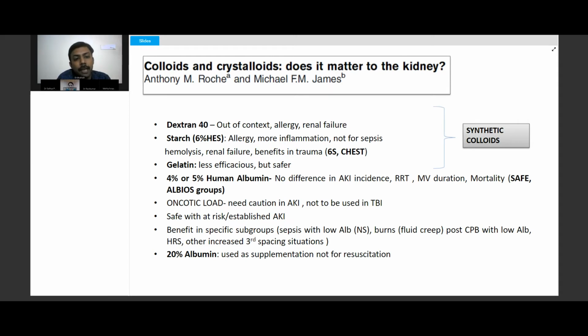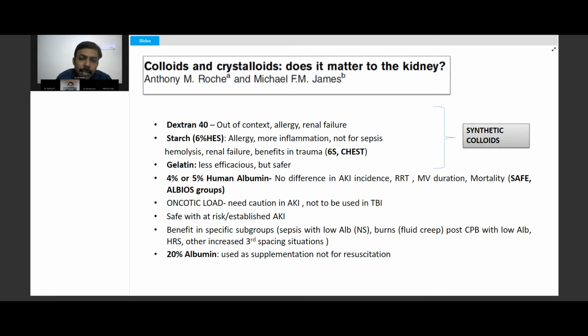As far as types of synthetic colloids are concerned, dextran is almost out of context now because of allergy and renal failure. The 6% HES, hydroxyethyl starch, is also out of context because of allergy and more inflammation. It's not useful for sepsis. It causes hemolysis and renal failure. But a subgroup analysis showed it was beneficial in polytrauma cases in these studies. And gelatin is relatively safer, but it's less efficacious and not used very commonly except in dengue shock syndrome in our part of the world.